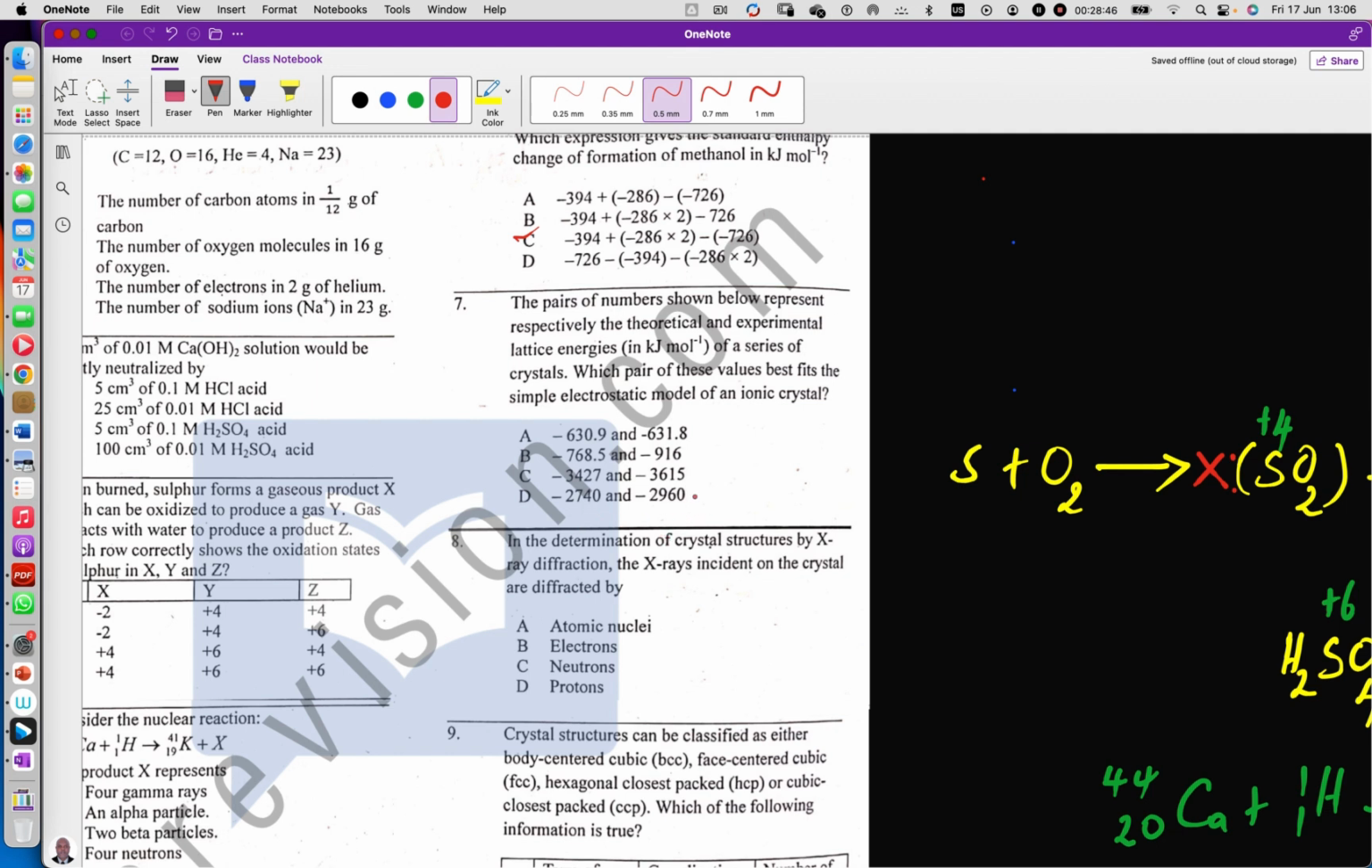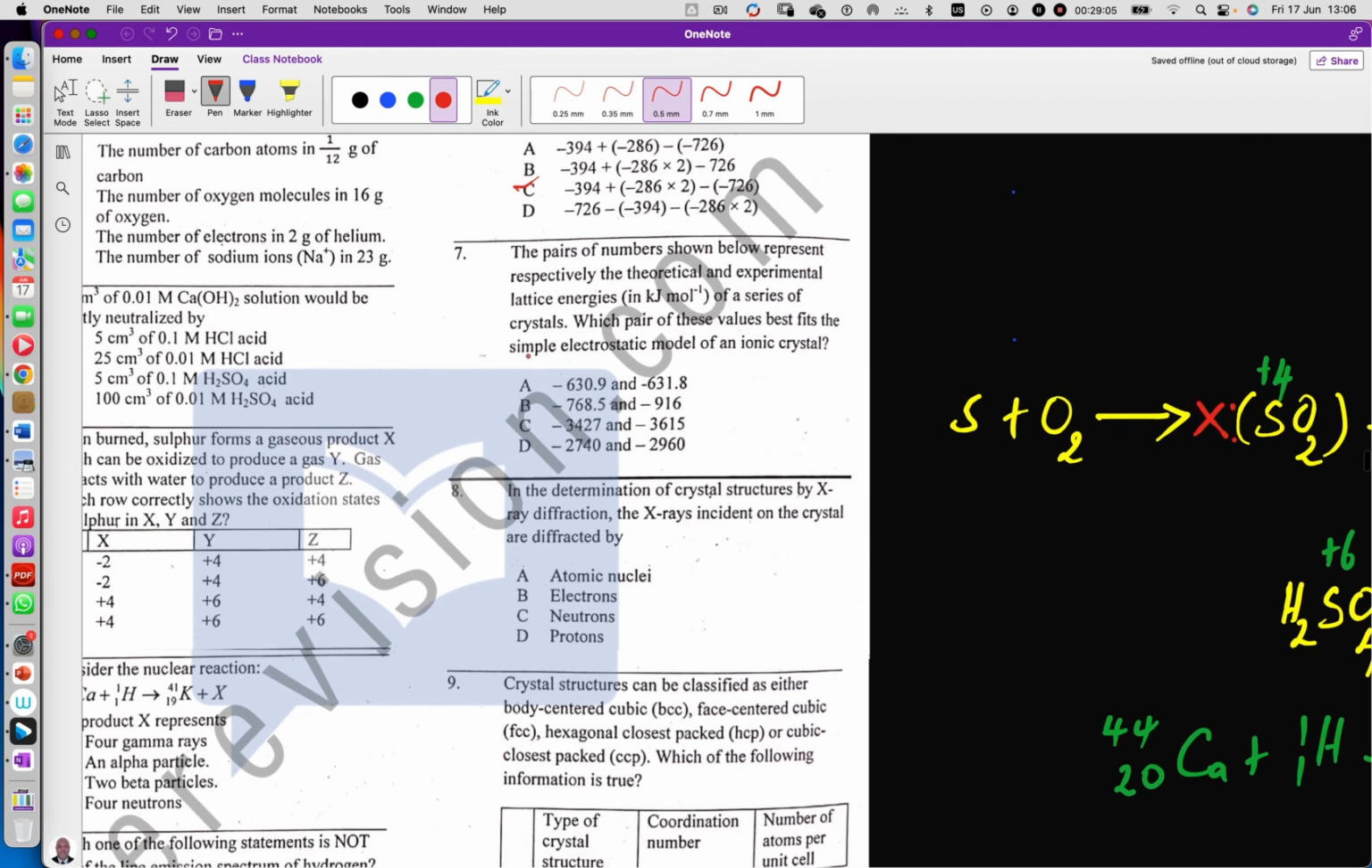This one, there is a big gap there. D, there's a big gap. C, there is a big gap. B, there is a 7 and a 9, a big gap. But 630.9 and 631 are too close, and A is our right answer. So A is the right answer for question number 7.